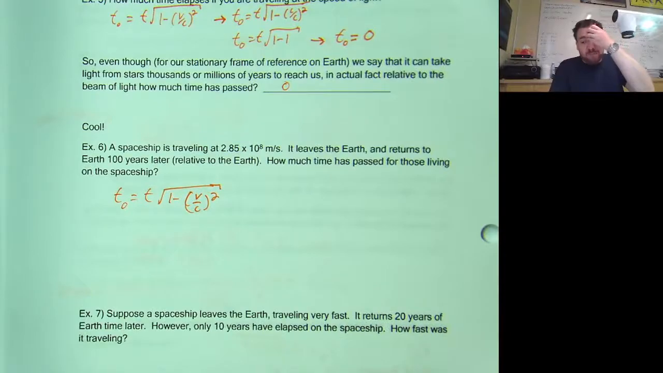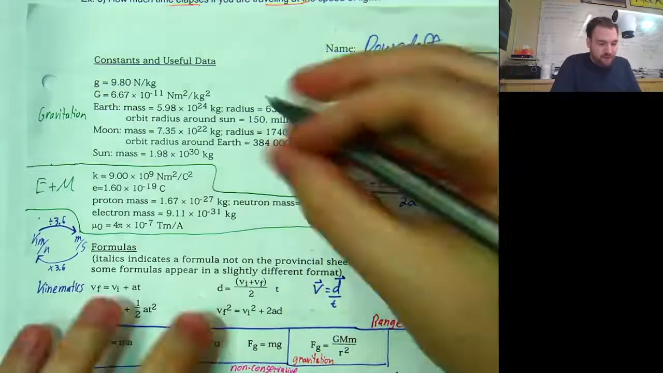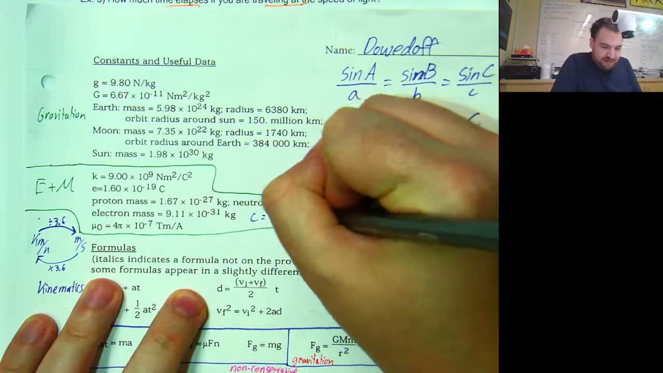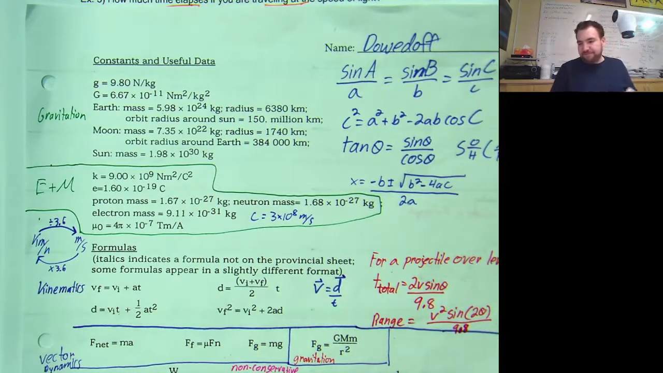The speed of light is not at the top. Let's add it to the top. We're going to toss it in there in the E and M section, because light is an electromagnetic wave. c is equal to 3 times 10 to the 8 meters per second.